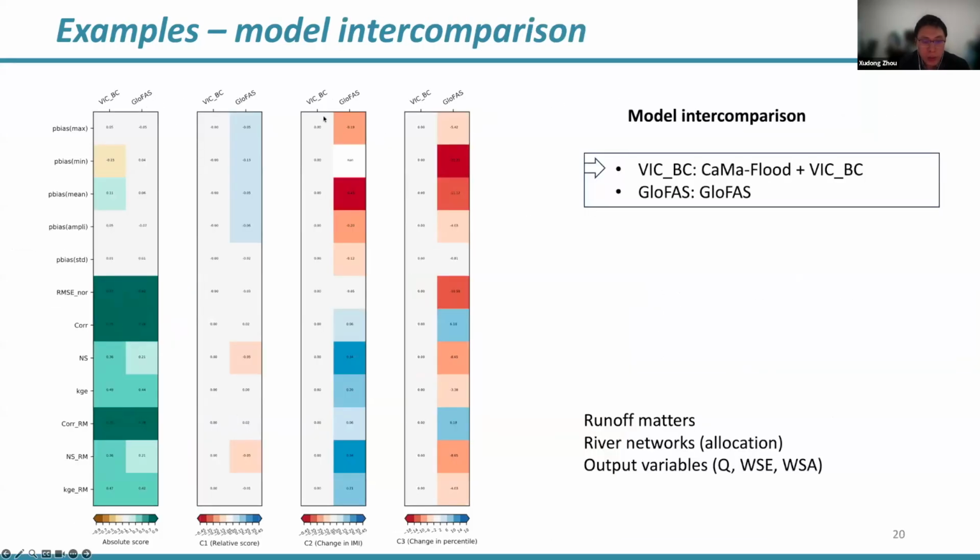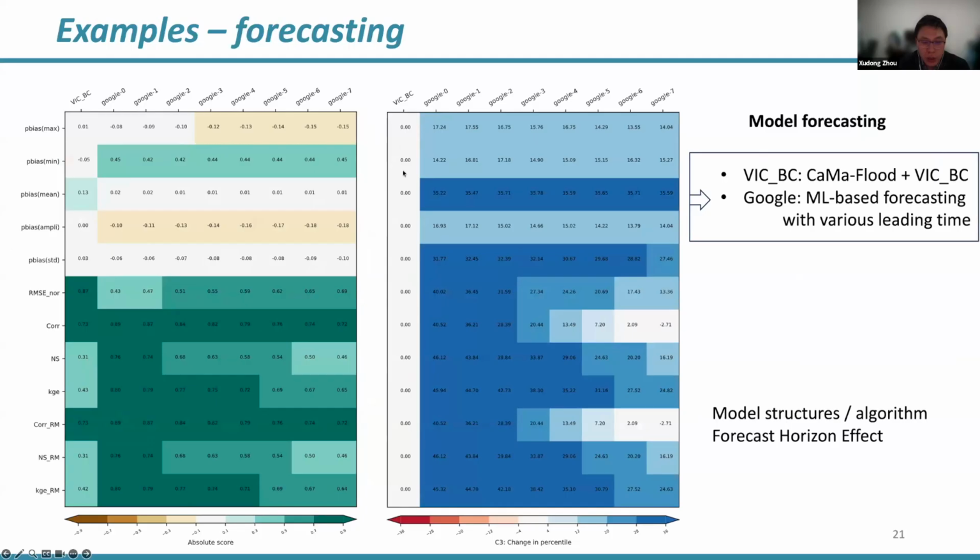And here we compared the weak bias corrected run to the model driven by GloFAS. Actually, GloFAS is not that good compared to the weak bias corrected driving CaMa-Flood. And also we compared to the river discharge driven by the machine learning result. Actually, the machine learning result is still kind of better, but they use a lot of data, so that's reasonable.